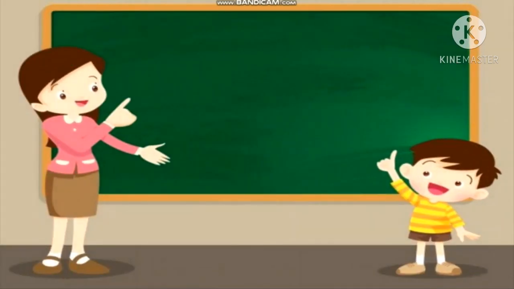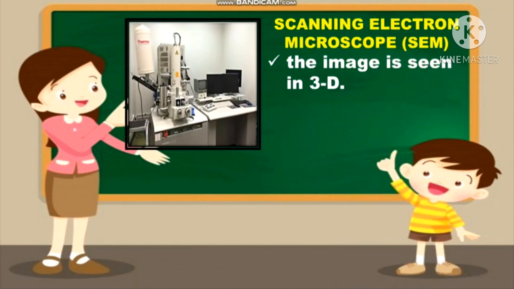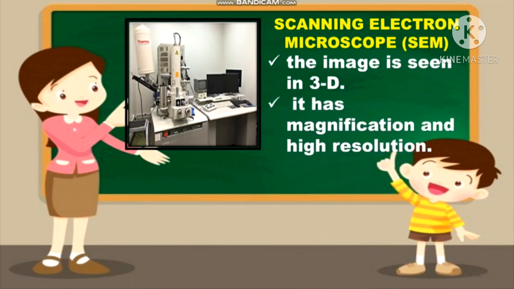The next one, we have the fourth type of microscope, which is what we called scanning electron microscope, or SEM. SEM uses electron illumination, so the image is seen in 3D. It has high magnification and high resolution. The specimen is coated in gold and the electrons bounce off to give you an exterior view of a specimen. The pictures are in black and white.